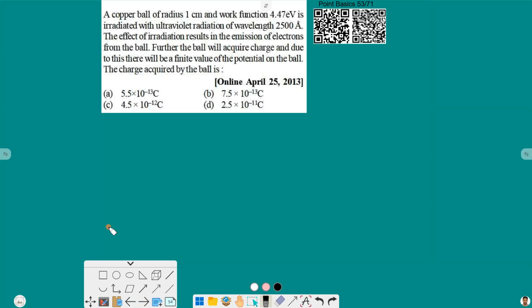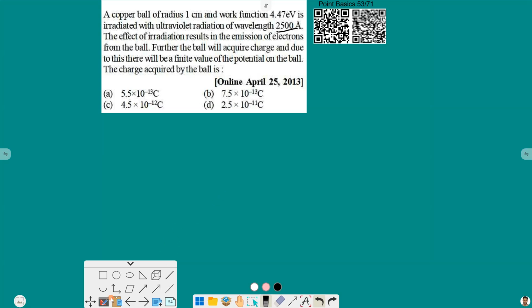Moving to the next one. A copper ball of radius 1 centimeter and work function 4.47 electron volt is irradiated by UV radiation of 2500 angstrom. The effect of radiation results in emission of electrons from the ball. Further, the ball with equilibrium charge, and due to this finite value of potential on the ball, the charge acquired by the ball.